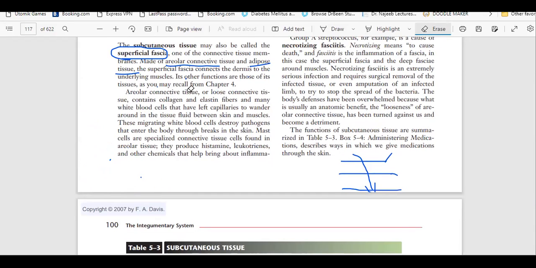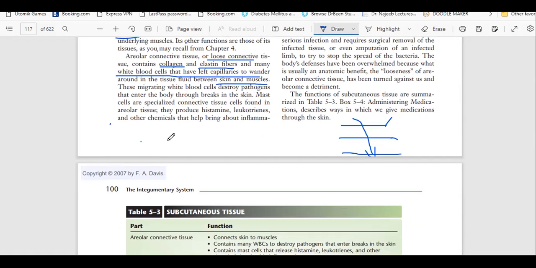Areolar connective tissue, or loose connective tissue, another name of areolar connective tissue, contains collagen. It has collagen and elastin fibers and many white blood cells that have left capillaries to wander around in the tissue fluid between skin and muscles.